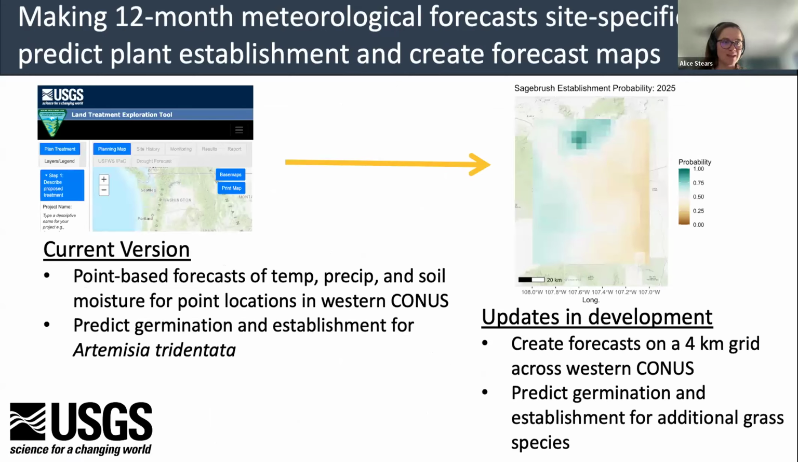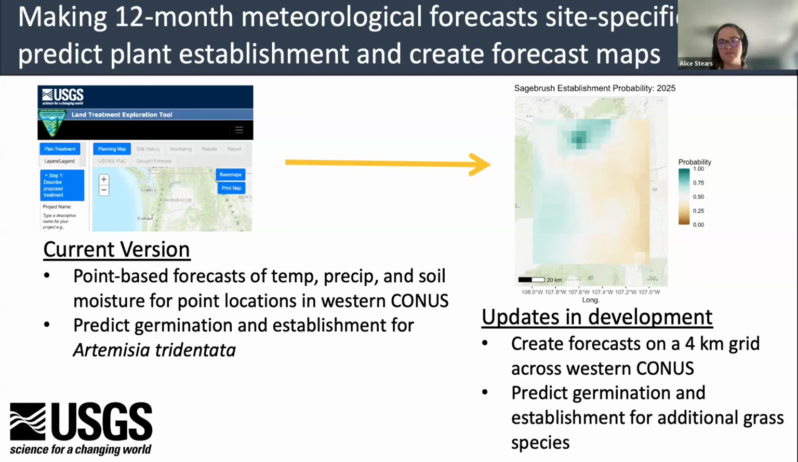So I'll keep this methodological overview pretty high level, but I'm happy to chat at any point if anyone has questions about the details. But the overall approach we use to generate the forecasts first relies on long lead forecasts of meteorological information from the National Weather Service Climate Prediction Center. These forecasts predict precipitation and temperature over the next 12 months for 102 regions across the continental US. And we go through a process to downscale them to a 4-kilometer grid across the Western US to make them site specific.